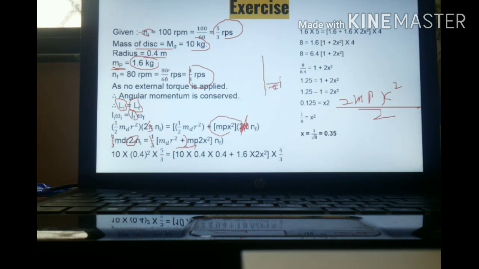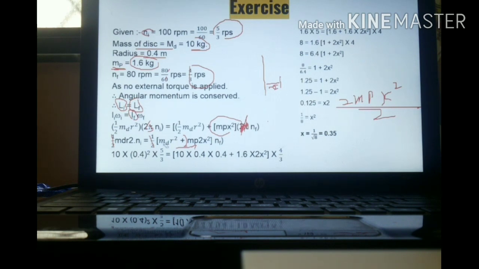The mass of this disc is 10, so I have written 10 over here into R square. It should be R square; I have already stated it is misprinted. Our radius of this disc is 0.4, so I have written 0.4 square. The previous frequency n1 was what over here? 5/3 rps, so I have written 5/3 rps.